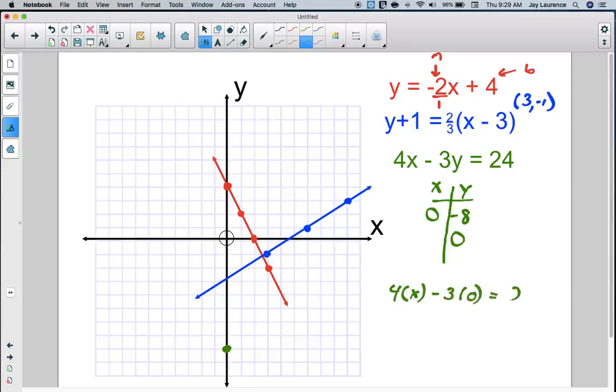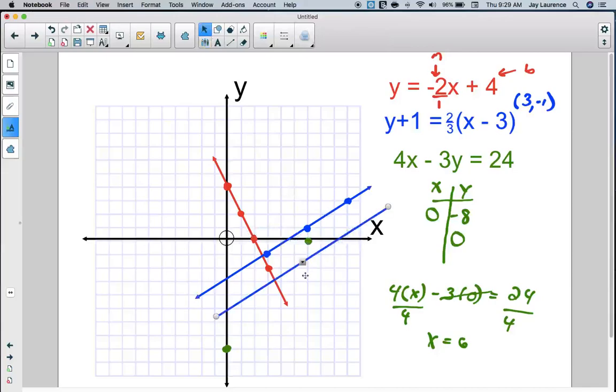All right, here we go. Well, this part here just turns to 0. So now I have 4 times x equals 24. If I divide by 4, I get that x equals 6. So the x-intercept is 6. 1, 2, 3, 4, 5, 6. And so this one would go like this, okay?